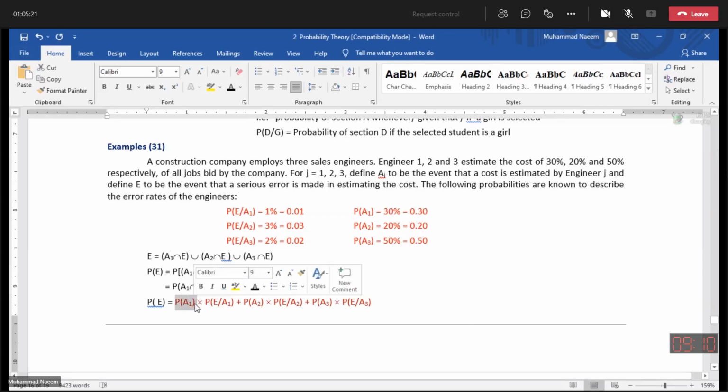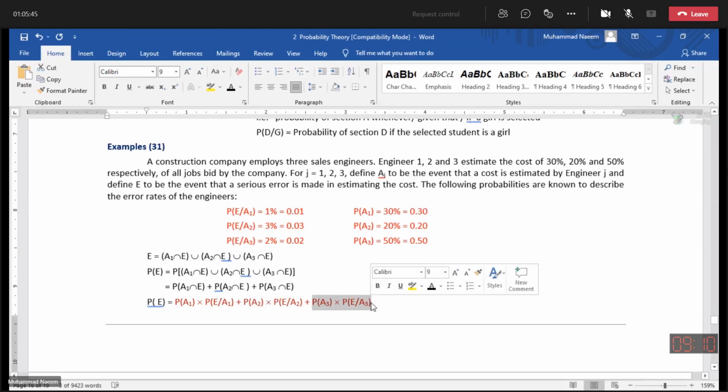So if engineer 1 estimates the cost, then we find the probability of the error. Or the other option is that if engineer 2 estimates the cost, then we find the probability of the error. If engineer 3 estimates the cost, then we find the probability of the error. All these things are given.